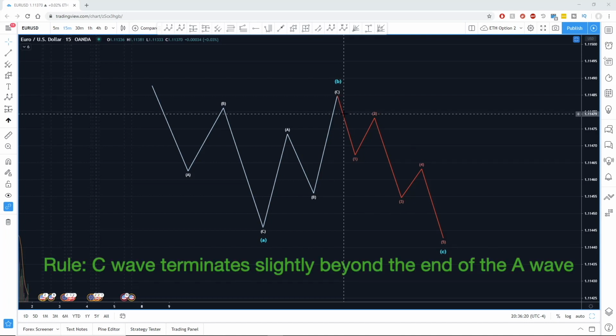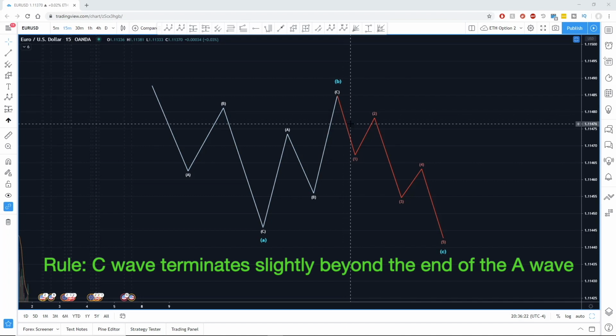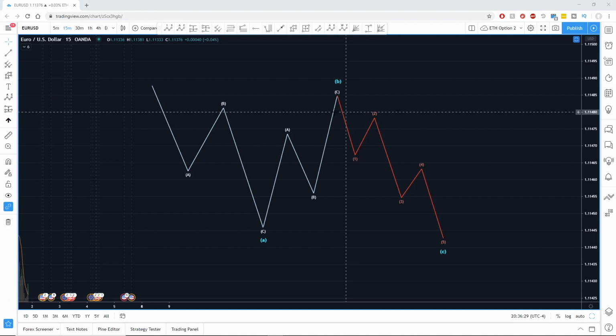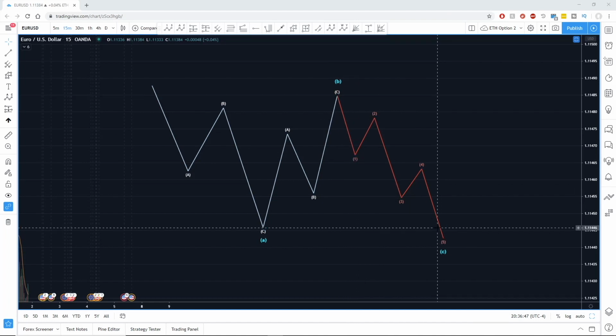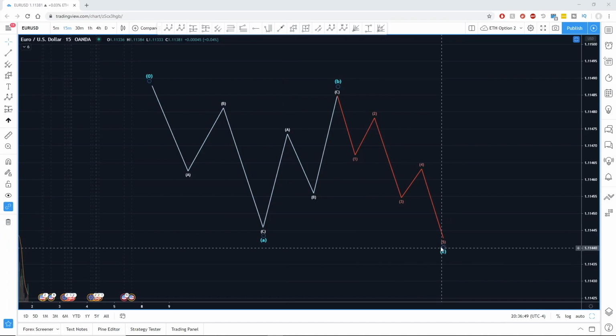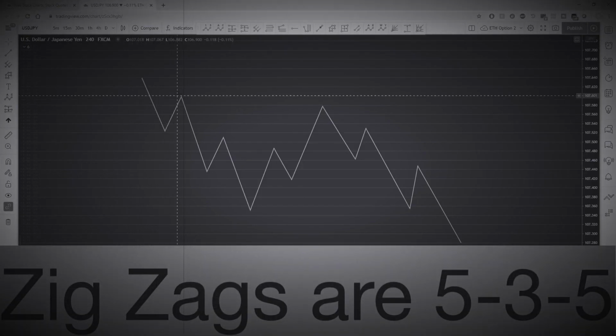The next rule of flats is that the C wave terminates just slightly beyond the end of the A wave. This is basically a direct result of the B wave retracing almost the full amount of the A wave. We essentially only have one wave making a net retracement, which is our 5-wave C wave. And if you remember back to part 4, this is significantly different than zigzags, where the C wave is significantly below the end of the A wave.